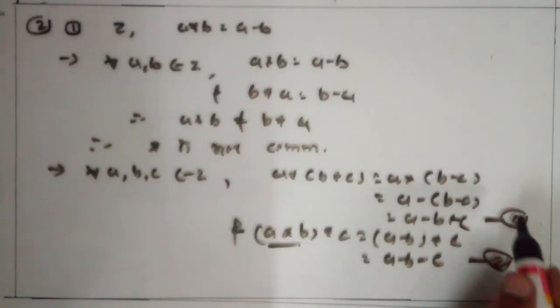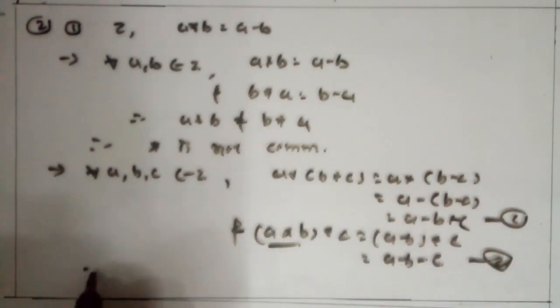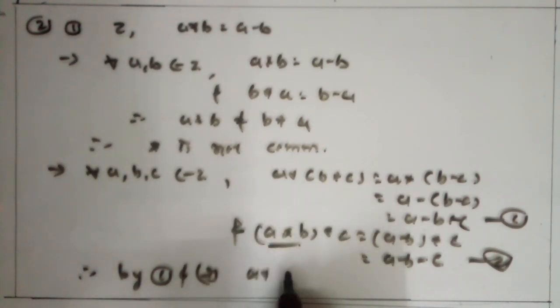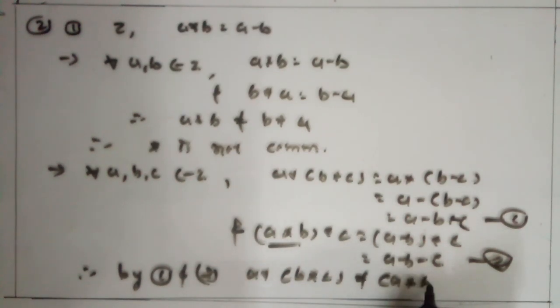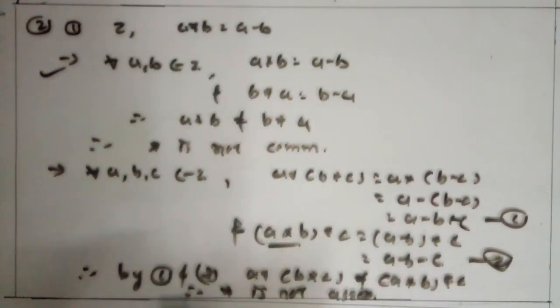Take this as result number 2. Now compare both results. In the first, A minus B plus C; in the second, A minus B minus C. Both are not equal. So by 1 and 2, A star (B star C) is not equal to (A star B) star C. Therefore, star is not associative. Clear? So here the star operation is not commutative and not associative.